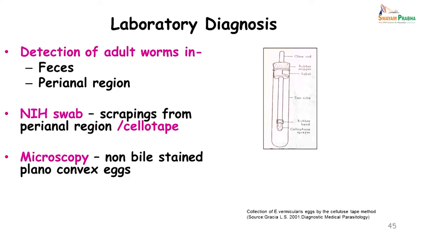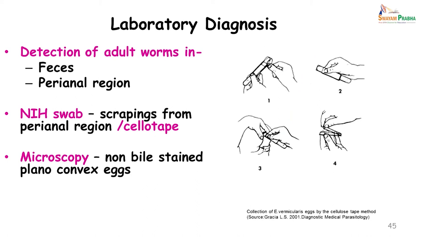Now, if you manage to spot the female worm, the next thing to do is to pick it up. And how are you going to do that? You could do it with the help of what we call an NIH swab. That is basically a glass rod which has cellophane at the end of it, which is attached with a rubber band. But nowadays, the simpler method is to use scotch tape or sellotape. You take this tape, wind it around, as you can see in this picture, on maybe an ice cream stick, then touch it to the perianal region, and after that remove it from the stick and stick it onto a slide. And of course, ensure that you wash your hands well after you've done this procedure.